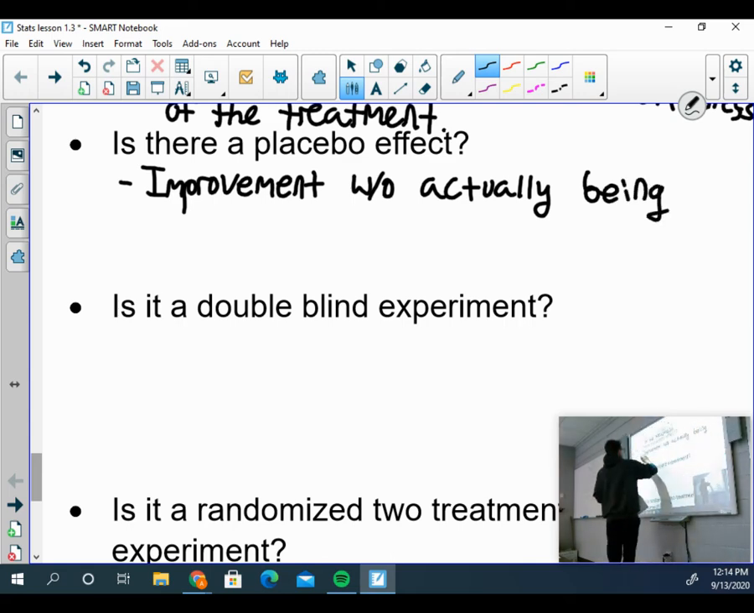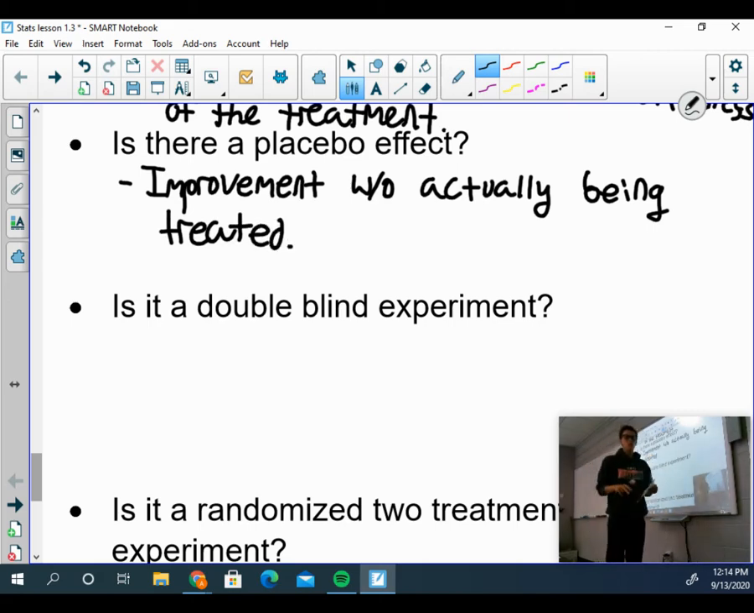So what I'm going to do here is go through these next three definitions fairly quickly, give a brief explanation, and then give you a broader example from your book, and I think it'll tie all this together. So, the placebo effect: improvement without actually being treated.